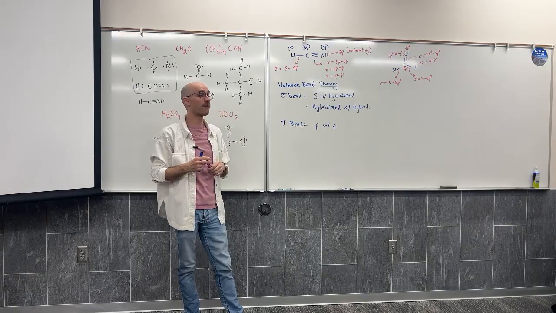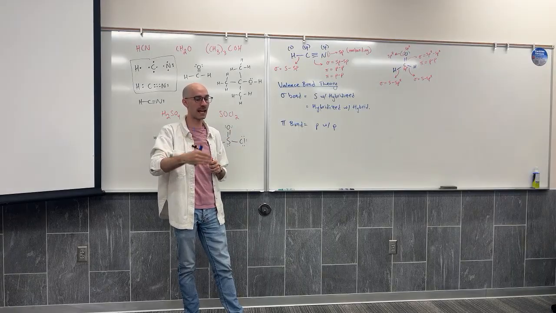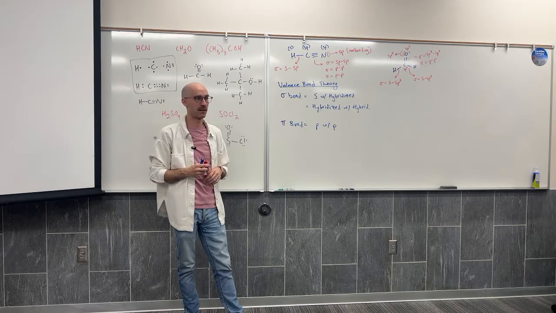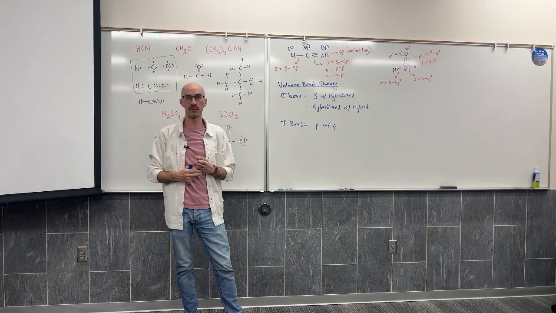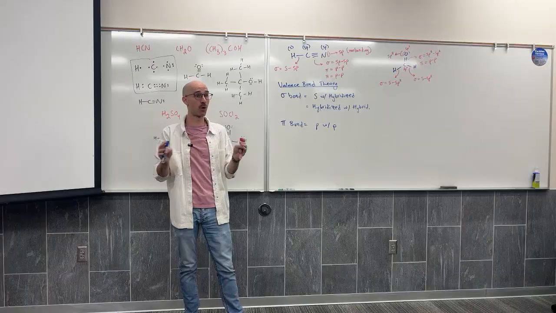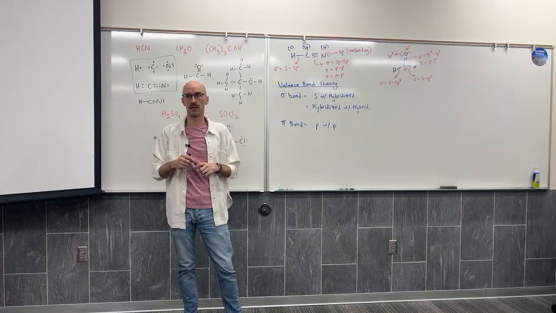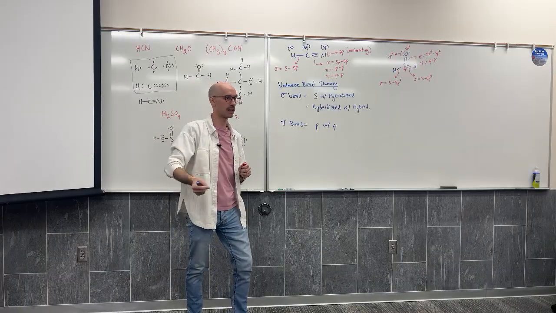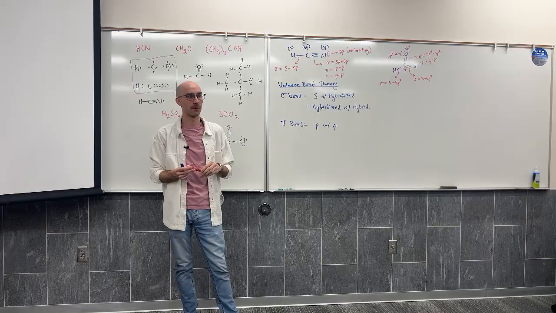That's a beautiful way of saying it. That's exactly true. Every bond after the first bond is pi. Every bond has 1 sigma bond. No bond has more than 1 sigma bond. Every bond after sigma is pi. Beautiful way of saying it.